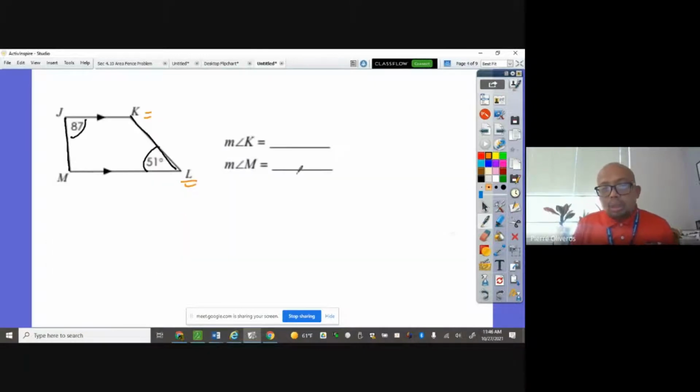So in other words, for me to find angle K, 180 minus 51 will give me, I think it's 129, but let me get my calculator. 180 minus 51 is 129. Very good. And then for me to know angle M, 180 minus 87 is 93. Kaboom. Okay, very good.